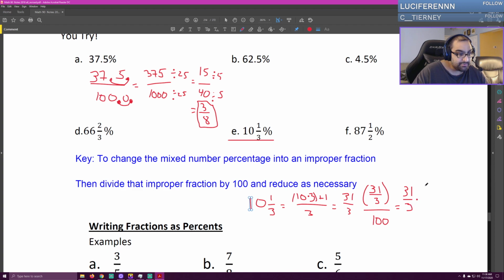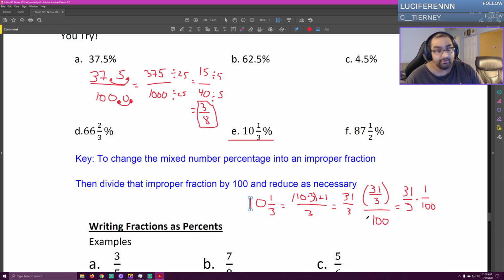And we're going to multiply it by 1 over 100. Another way to express dividing by 100 is to also express it as times 1 over 100. And then we can see if we can reduce down like we did when we multiply fractions.